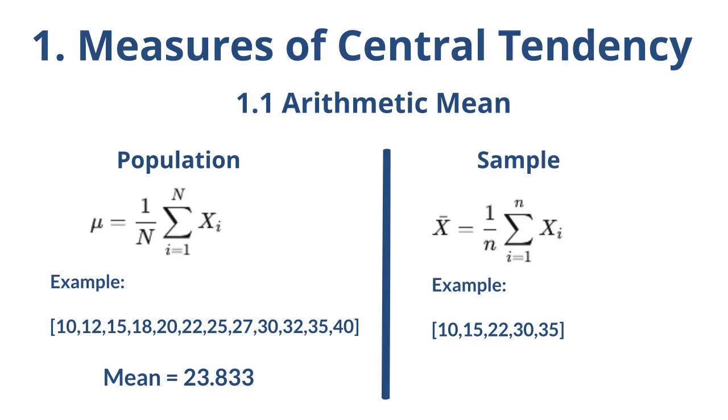Press second, then stat to access the statistics menu. Look for the x-bar value, which represents the sample mean, on the display. It will show x-bar equals 22.4, which is the mean of this sample. So, the population mean is 23.833, and the sample mean is 22.4.